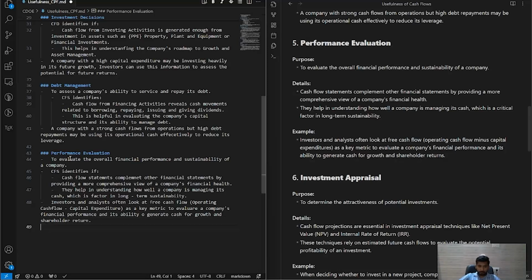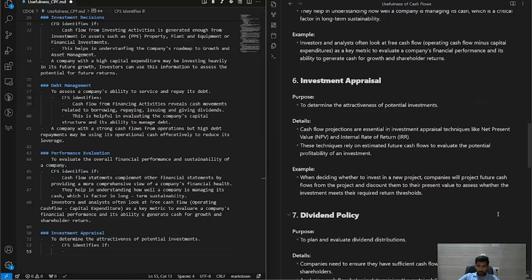Okay. Next up, investment appraisal. It is useful to determine the attractiveness of potential investments. Basically, CFS identifies if the cash flow projections are essential in the investment appraisal techniques.